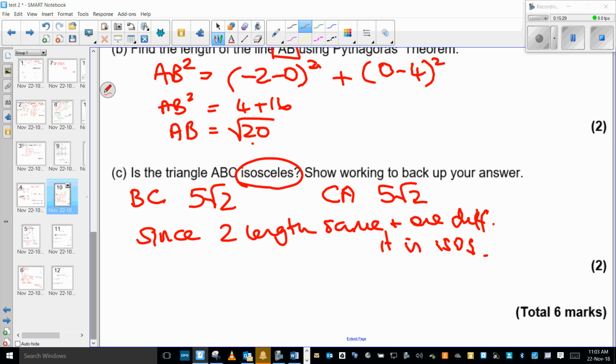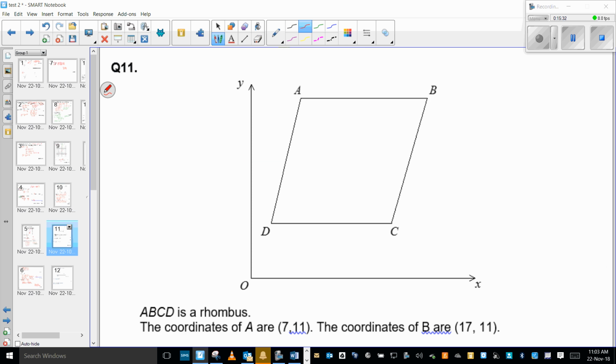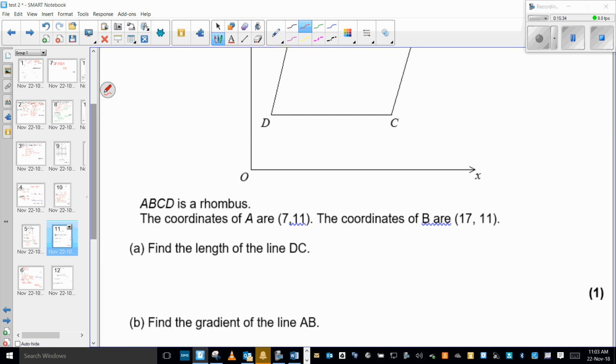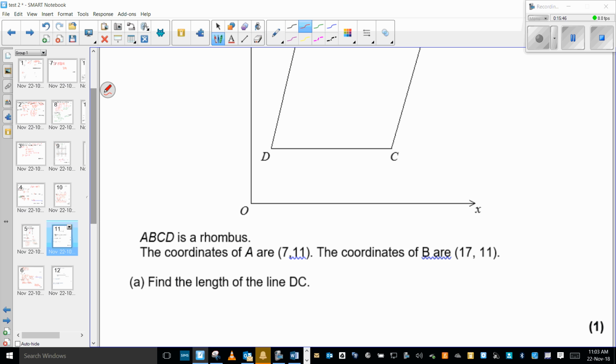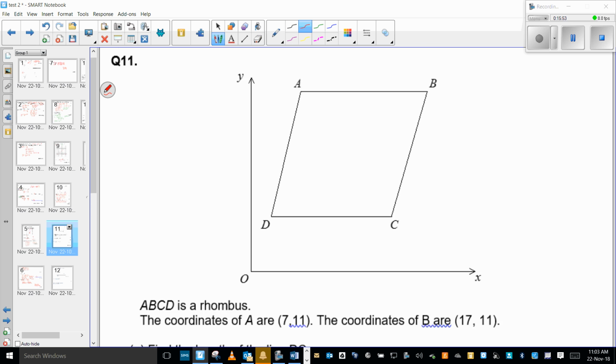Next one, the rhombus. What are the features of a rhombus? What do we know about a rhombus? All the sides are the same length. It's basically just a tilted square. So find the length of DC. They haven't told us anything about coordinates D. But we know that this would be the same length as this, correct? Well, it's a horizontal line. What's the coordinates of A?